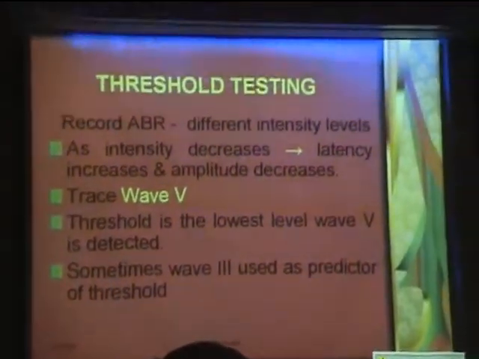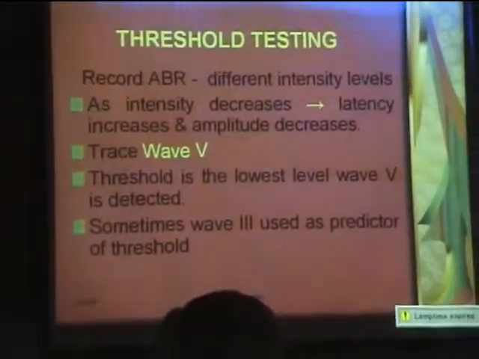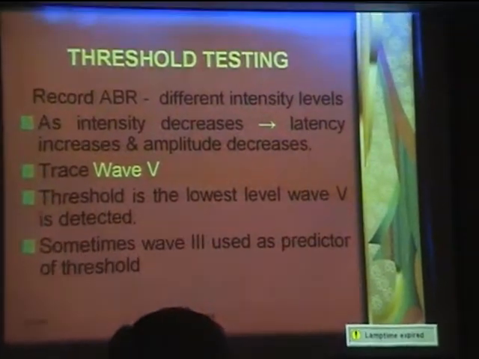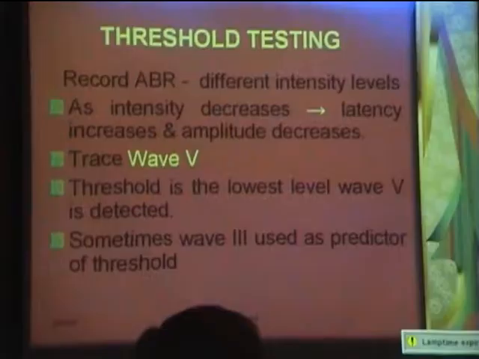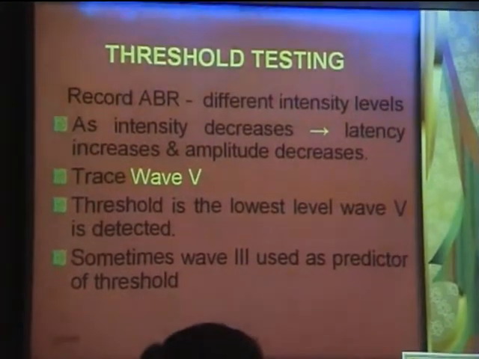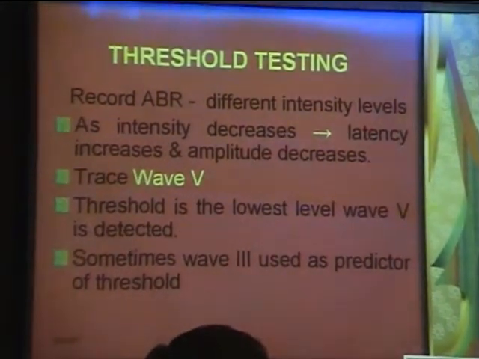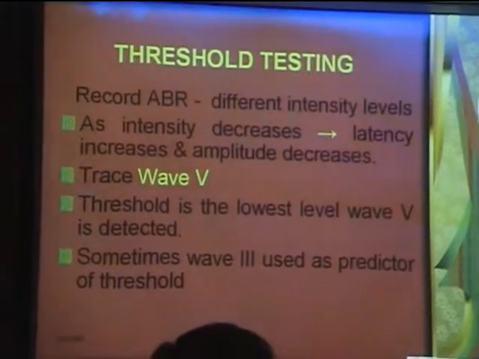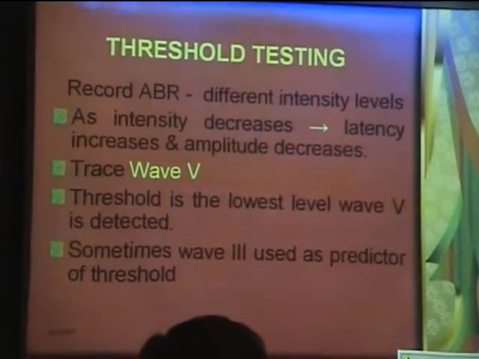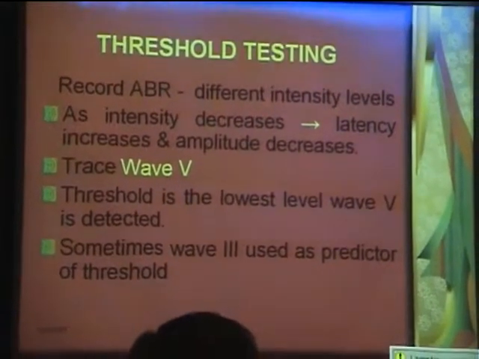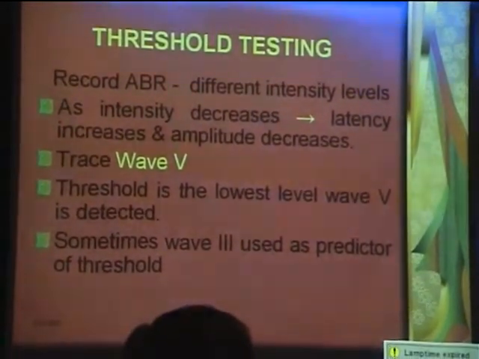So in threshold testing, we record ABR at different intensities and trace wave V, and threshold is the lowest level at which wave V is detected. In neonatal hearing, what we have observed many a time is that wave V could not be detected in many children, but wave III was very robust. And in many such cases, we have used wave III to detect the threshold.